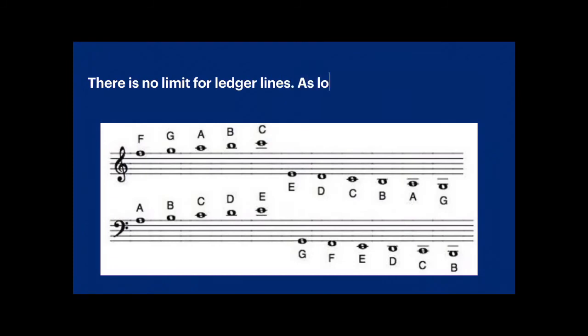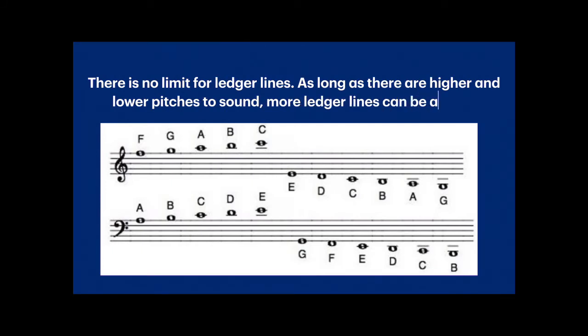There is no limit for ledger lines. As long as there are higher and lower pitches to sound, more ledger lines can always be added. Here we see an A, one ledger line above the staff, a B, which sits on top of that first ledger line, and a C, which is two ledger lines above the staff. Also note that there's no ledger line above B.